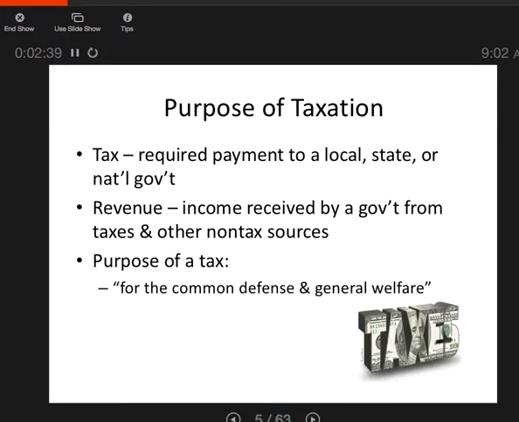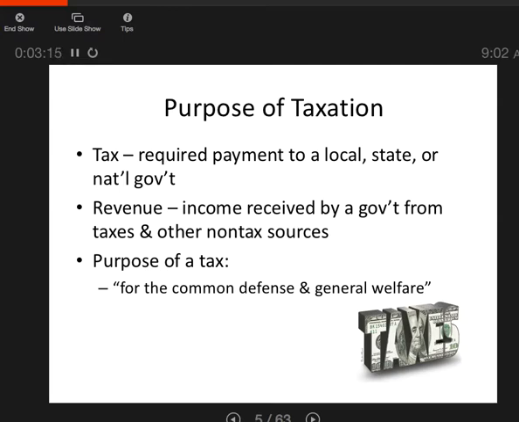So what is a tax? It's a required payment to a local, state, or national government. So with that, there are usually different tax levels. National means everyone's going to be taxed on it. State is just based on if you lived in that state, and local, that would be your local city where you live. They would have their own taxes as well. The money that is brought in from taxes is known as revenue, income received by a government from taxes. So when we refer to revenue, that's what it is.